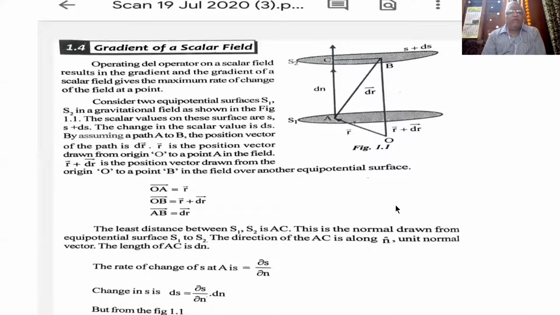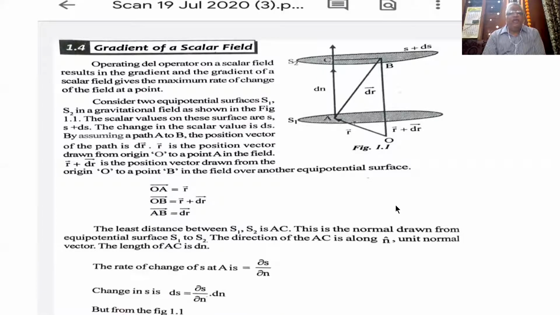The gradient of a scalar field. Today in our class, we'll define the physical significance of the gradient of a scalar field. Operating the del operator on a scalar field results in a gradient, and the gradient of a scalar field gives the maximum rate of change of the field at that point.